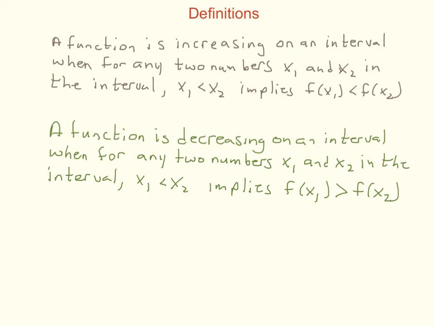Now a function will be decreasing on the interval when for any two numbers x1 and x2 in the interval, x1 less than x2 implies f of x1 is greater than f of x2. In other words, when I put smaller numbers into the function, I will get larger values out. That's what it means to be a decreasing function.